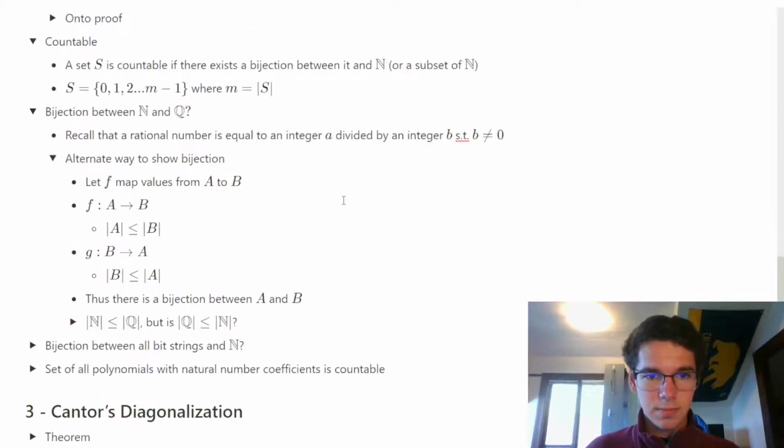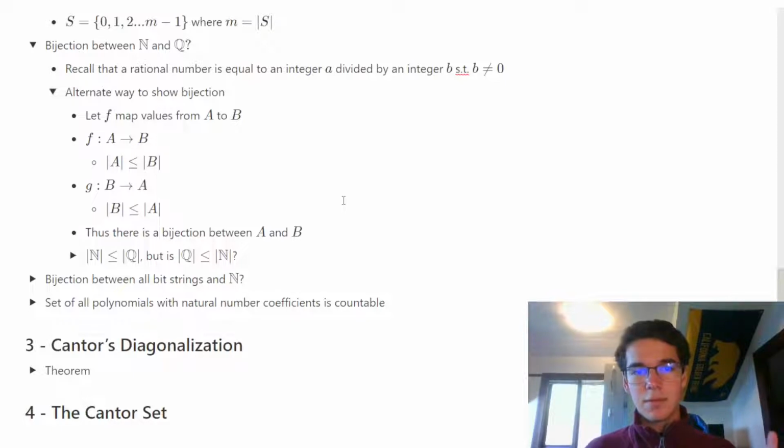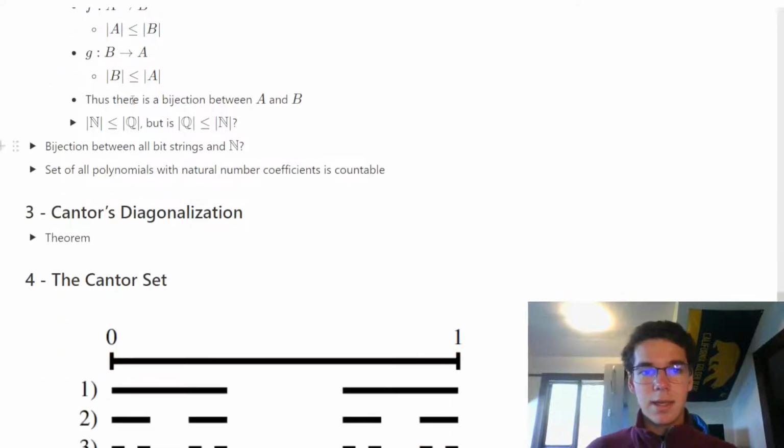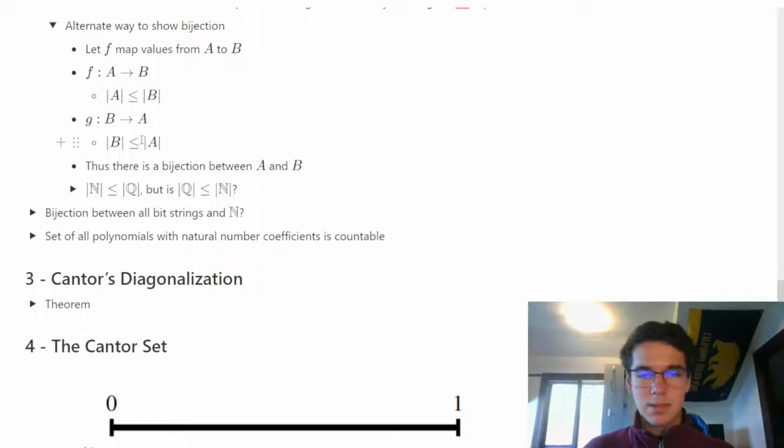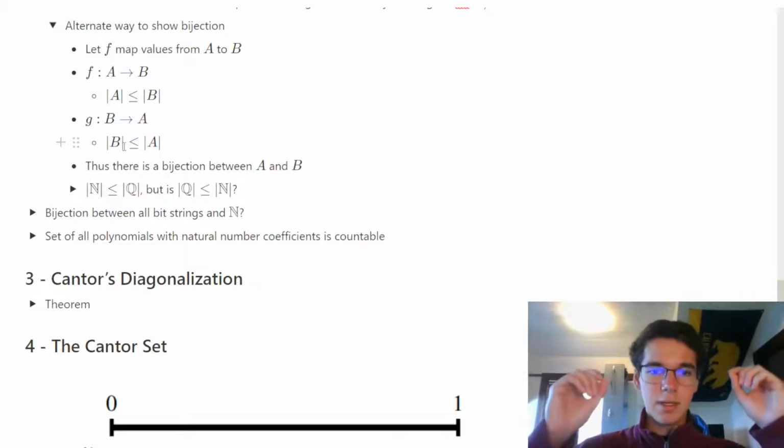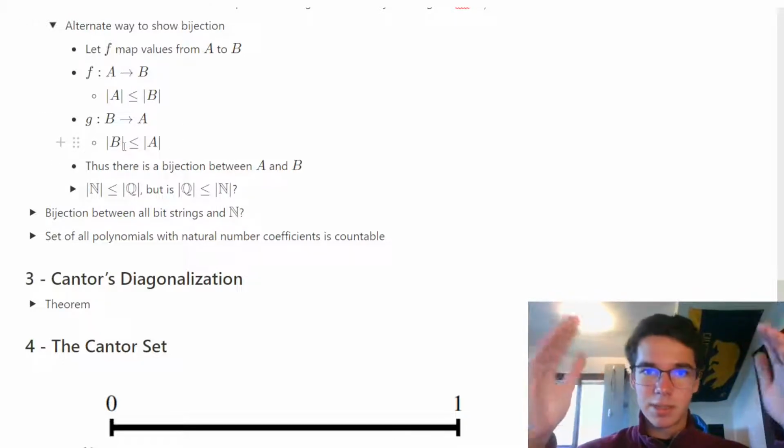Okay. So in the general case, if we want to show a bijection between two sets, we want to say that the size of set A is less than or equal to the size of set B, and then also the size of set B is less than or equal to the size of set A. And the only way for those two statements to simultaneously be true is if the size of A is equal to the size of B. And therefore we can create a bijection between the two sets.